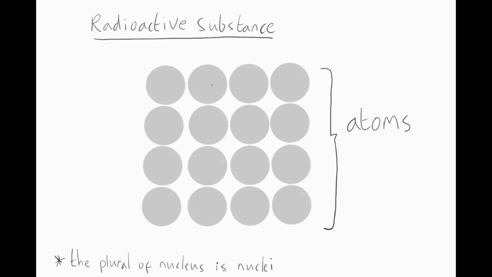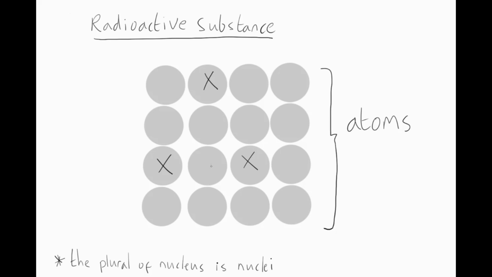So imagine we have a substance here that's radioactive. I've drawn 16 atoms. Now of course in reality there would be billions upon billions of these atoms. Now the nuclei of these atoms can emit radiation, but there's no way for us to predict which one will give out the radiation first. Will it be this one that fires out the alpha particle first? Or will it be this one or this one? The point is we don't know because radioactivity is in fact random.